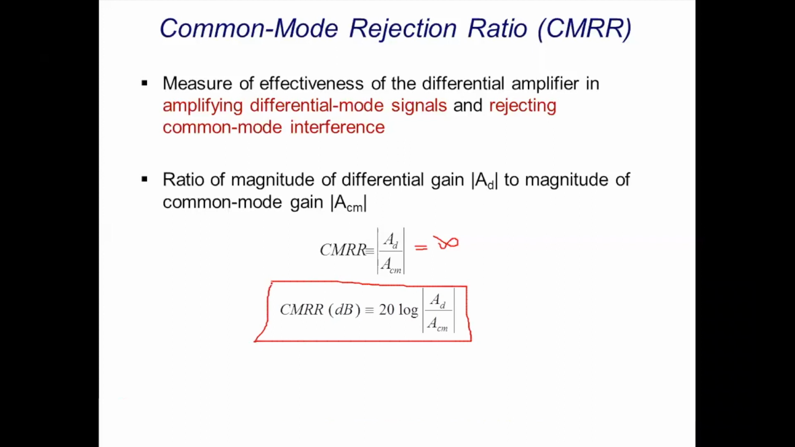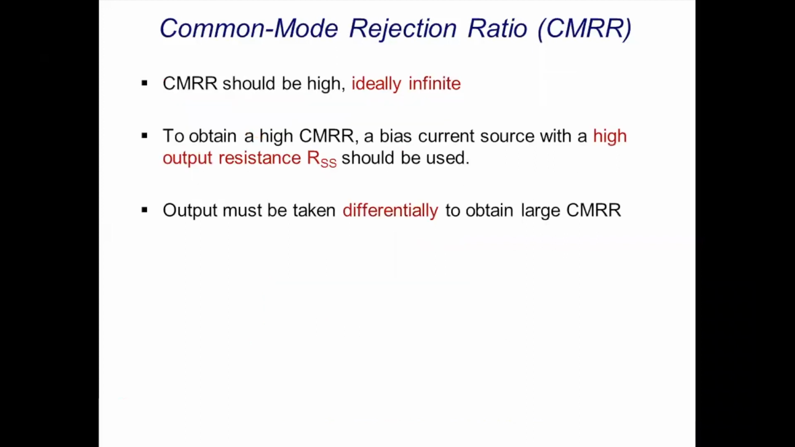Now, what are the ways to improve the CMRR or to keep the CMRR at a high value? As we discussed, CMRR should be very high. Ideally, it should be infinite. Practically, how do we make CMRR a very high value? Let us recollect the expression for the common mode gain taken single-endedly, which is equal to minus RD divided by 2 into RSS. It depends on only two parameters. One is the drain resistance, and the other is the output resistance of the current source. There are two possibilities of making CMRR a large value.